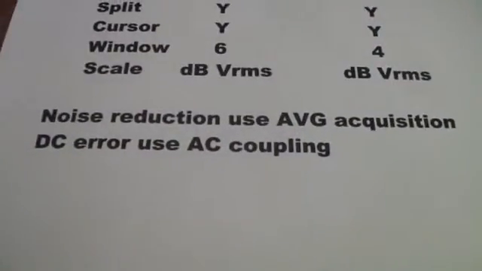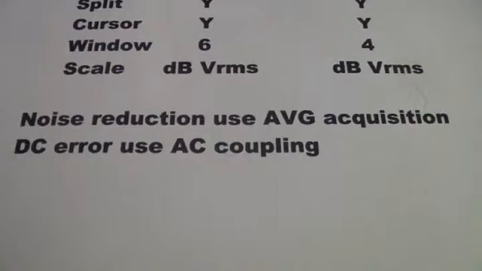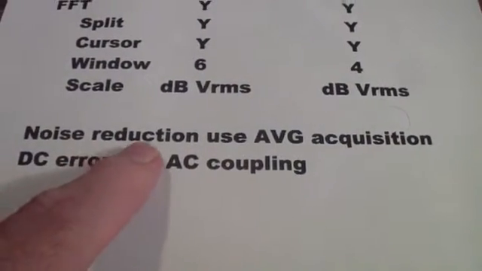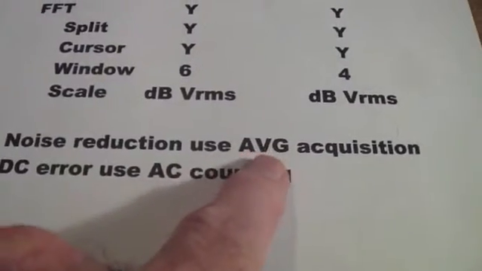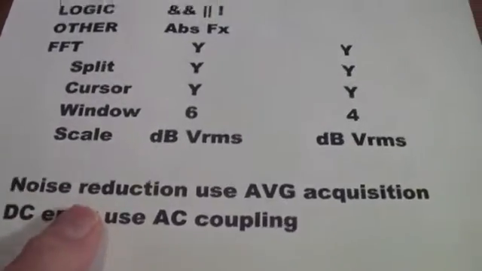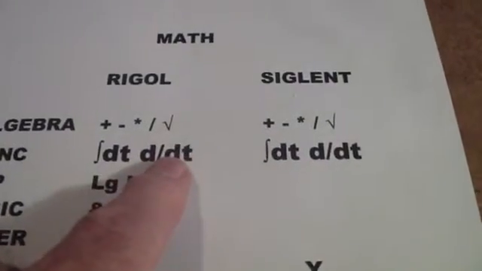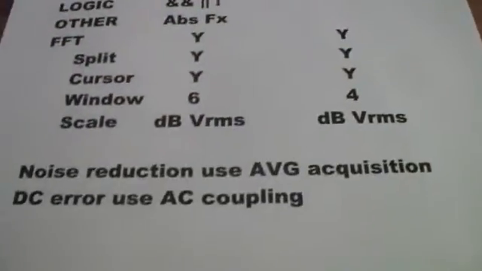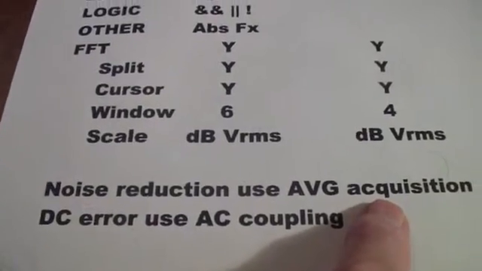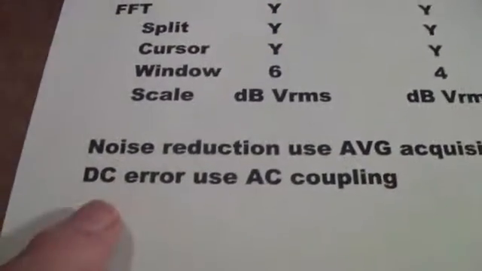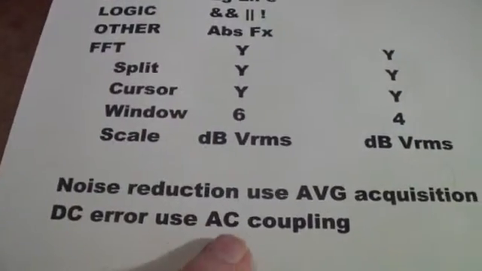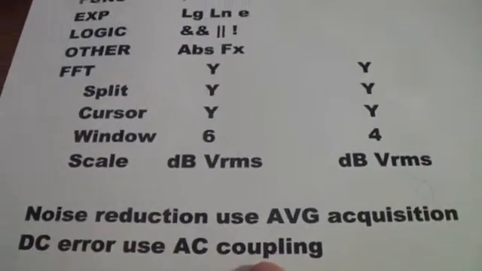I want to point out two things you might want to keep in mind. When you're doing math functions, you can eliminate a lot of noise in the signal using the average acquisition mode. The reason that's important is, particularly when you're using the derivative function, you really need to average your acquisition rather than using the normal or the peak modes. And finally, you can eliminate DC error in the FFT by using AC coupling in the vertical channel.